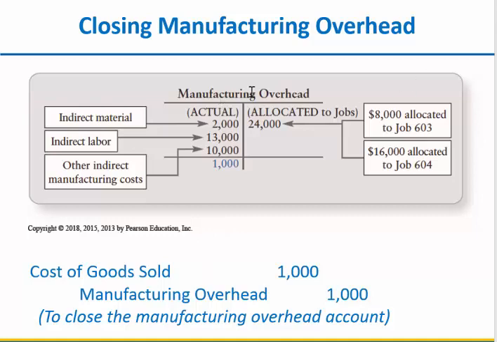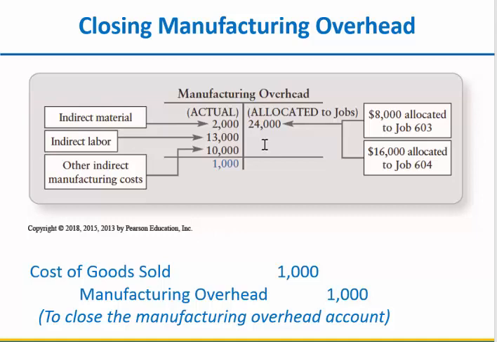So you have the same manufacturing overhead account. On one side you have actual: indirect materials 2,000, indirect labor 13,000, and other 10,000. So that's about 25,000 actual, right? And you have allocated 24,000, 8,000 to job 603 and 16,000 to job 604. So you do the allocation, and it turns out that we have 1,000 manufacturing overhead cost left, which means we are actually under allocated.